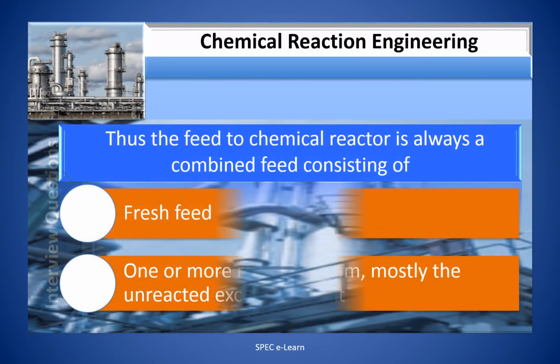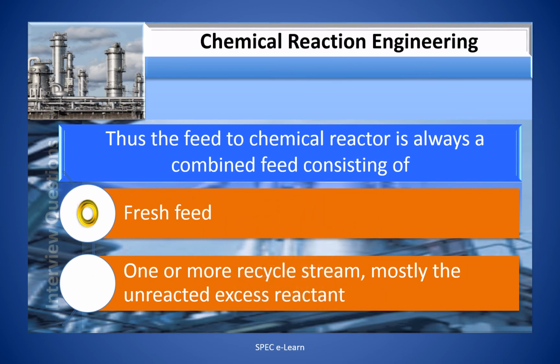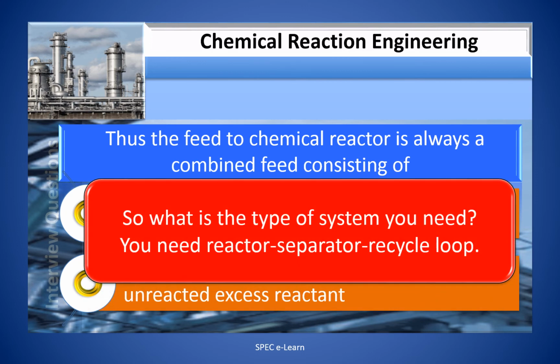Thus, the feed to a chemical reactor is always a combined feed consisting of 1. Fresh feed, 2. One or more recycled streams, mostly the unreacted excess reactant. So what is the type of system you need? You need a reactor, separator, and a recycle loop.